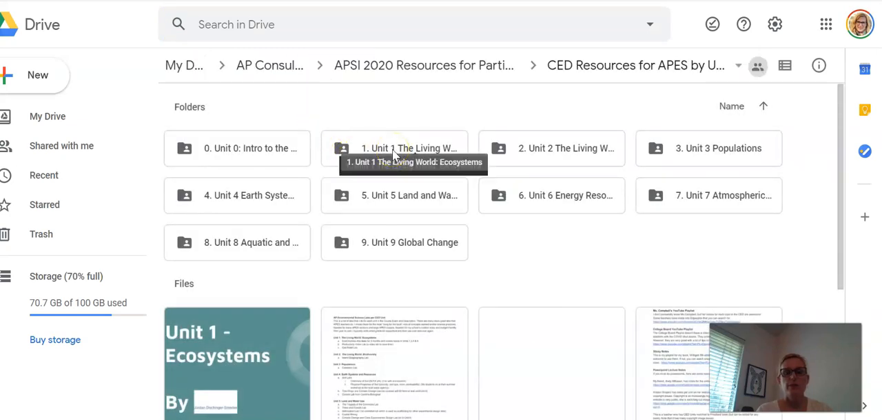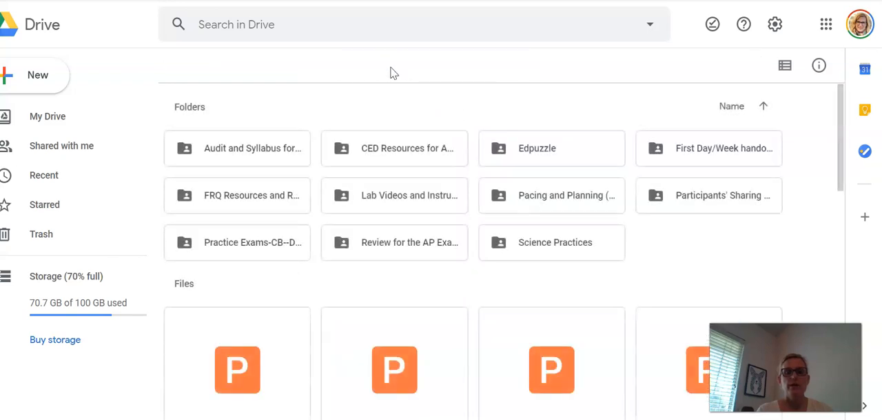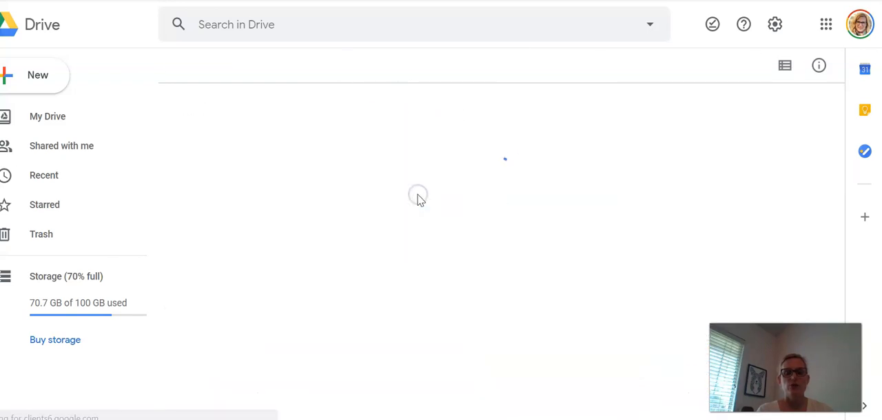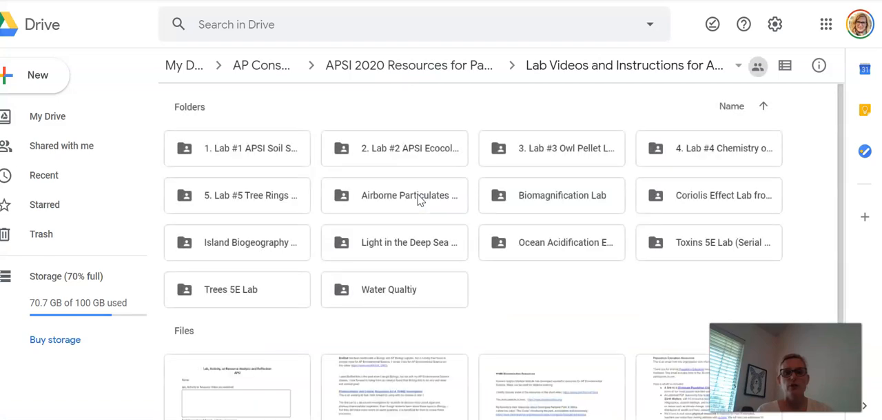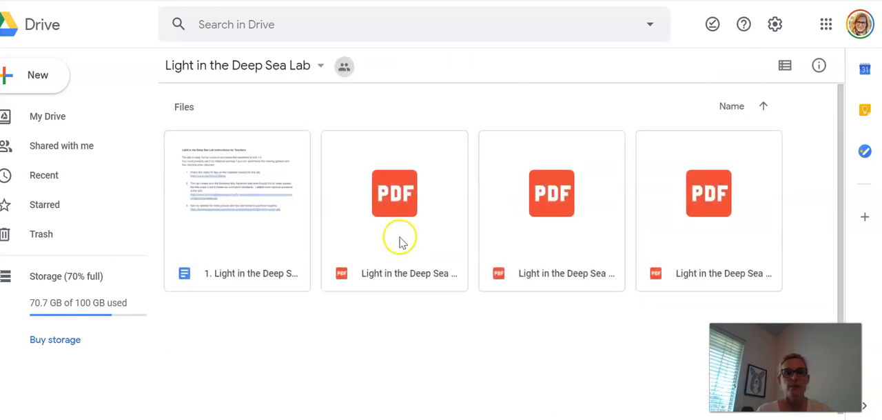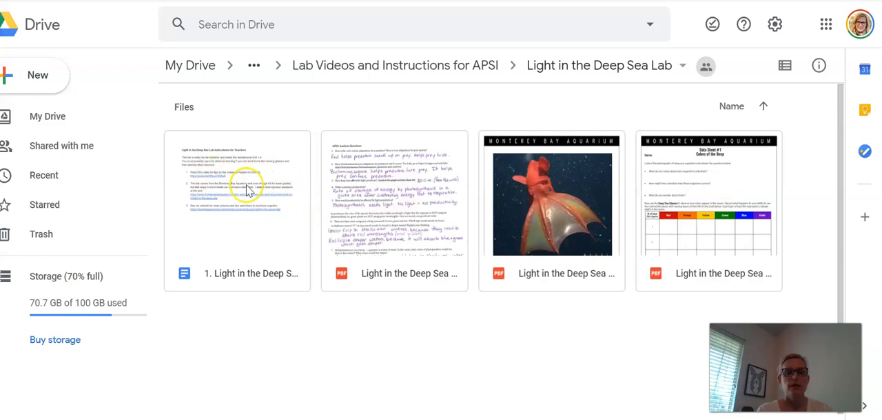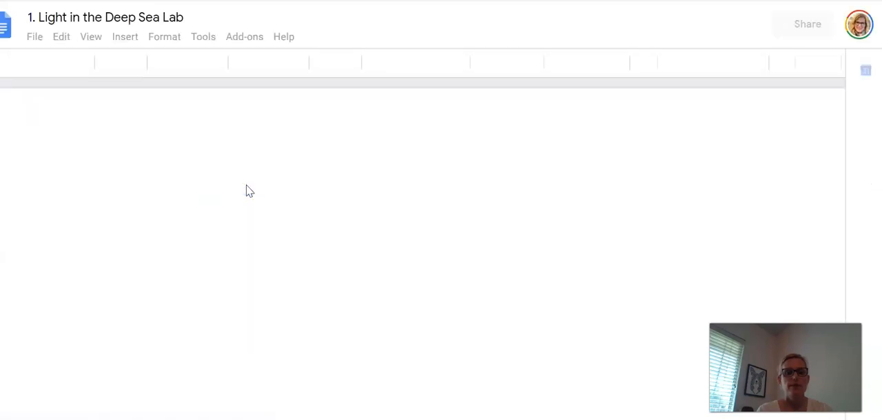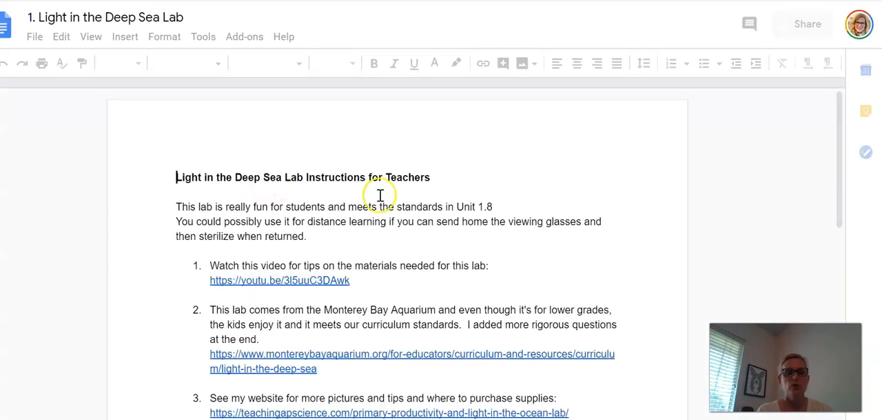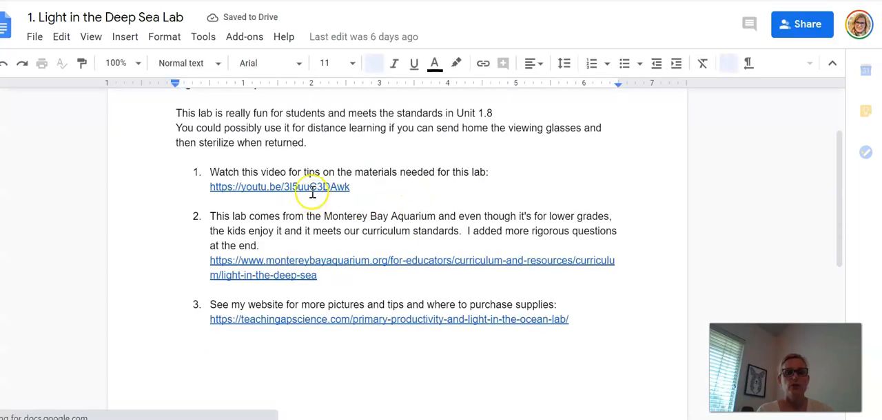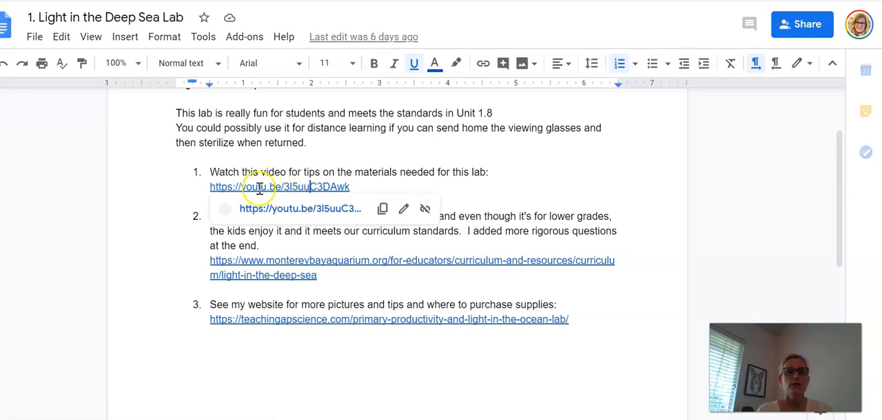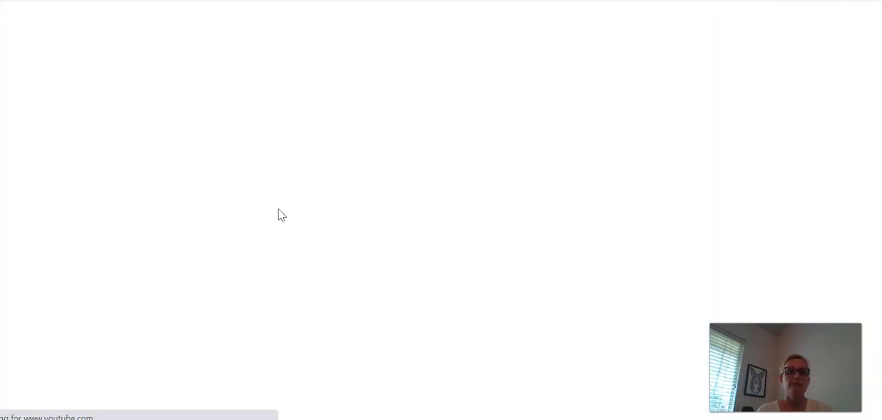So the lab is going to be in the Unit 1 folder, but I described the lab here in our lab videos and instruction folder. So here's all of the explaining the lab stuff. So I put that in here, light in the deep sea. And so this is my introduction to the lab with the links for how to do it. So watch this video for tips on materials needed. So this video will explain to you how this lab is done.